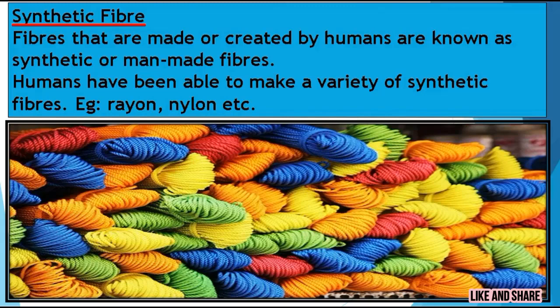And students, as I said in the previous section, all synthetic fibers are basically made up of polymers, and polymers are made up of monomers, and a monomer is a single molecule that can bond with other identical molecules of its own type to form polymers, and this whole process is known as polymerization. Examples of synthetic fibers are rayon, nylon, etc.